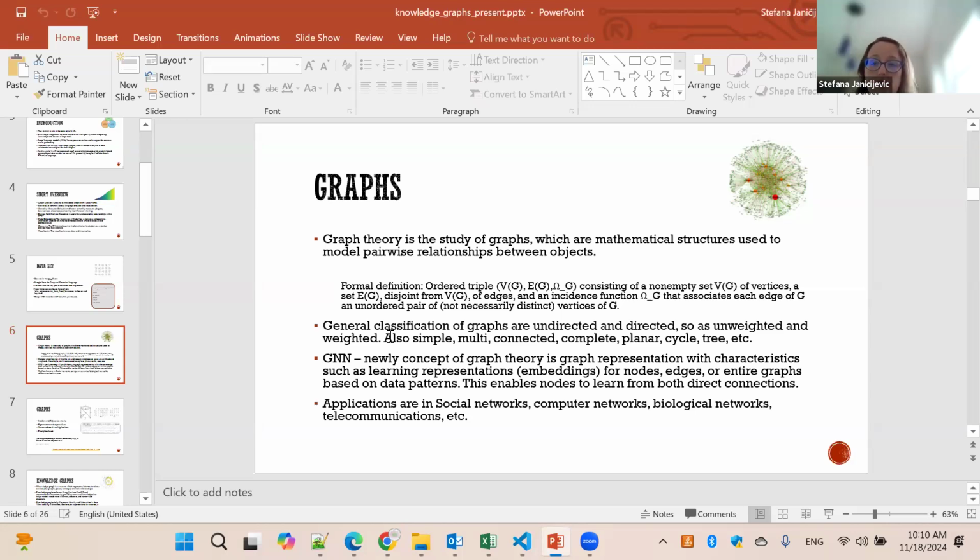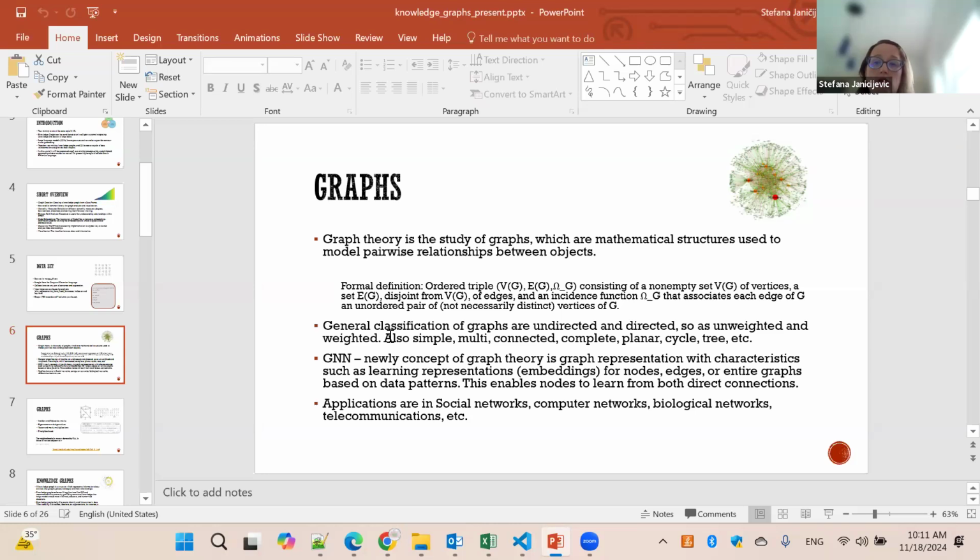You have many types of graphs. Let's say, at a very high level: undirected and directed, unweighted and weighted. We also have simple, multigraph, connected graph, complete, planar, cycle, tree, and many others. Applications are very wide: social network analytics, computer networks, biological networks, telecommunication networks. So everything where you can find some relations.